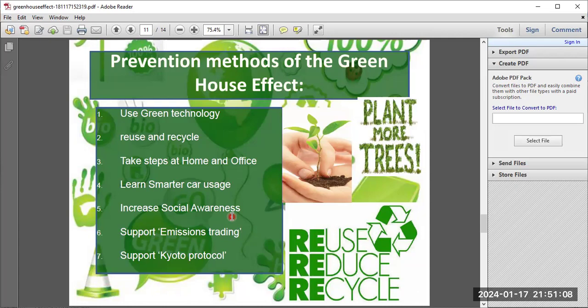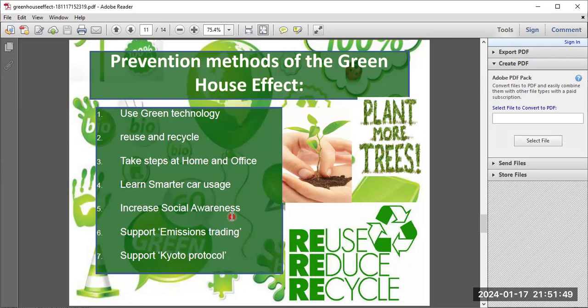Prevention methods of the greenhouse effect. How can we reduce the greenhouse effect on the earth's surface or in the atmosphere? We can use green technology. We can use the system of reuse and recycle. We can take steps at home and office. In our working days, for small distances we are using motorbikes or cars. So we have to think about this small activity.